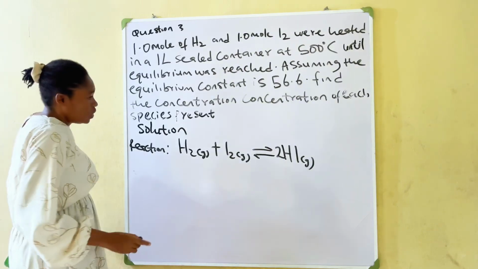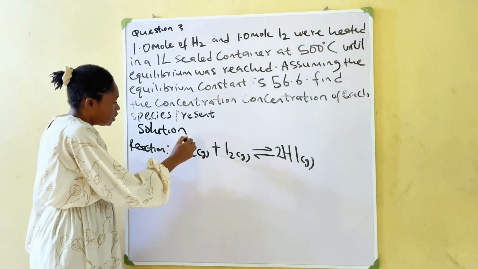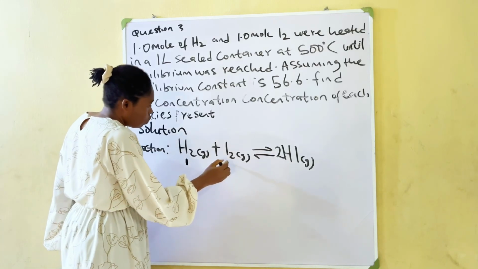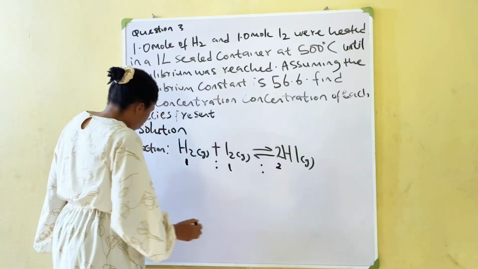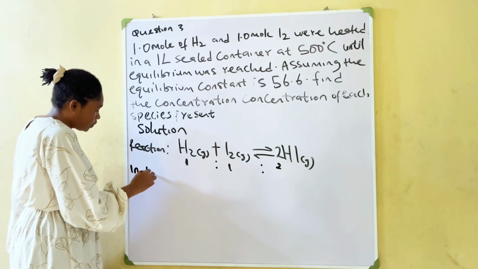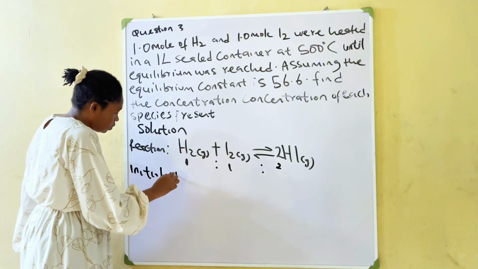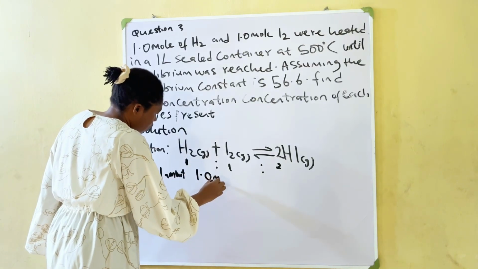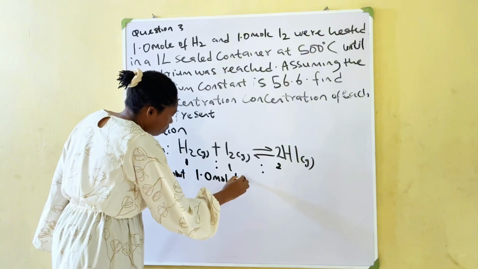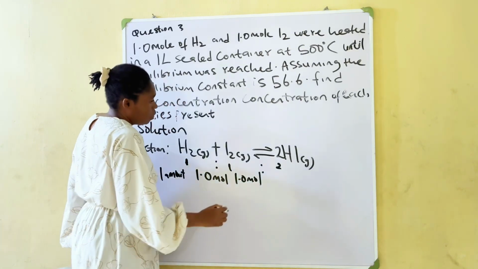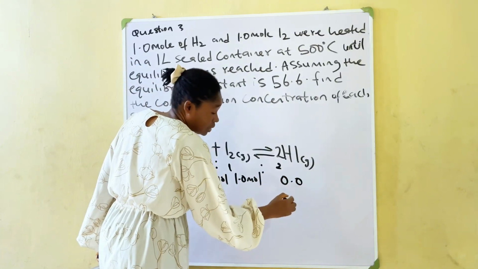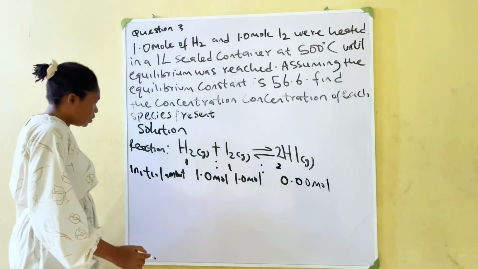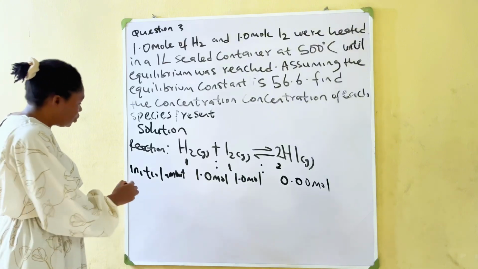Alright, let's start. Look at the mole ratio. The mole ratio of hydrogen to iodine to hydrogen iodide is 1 to 1 to 2. Okay, let's look at the initial amount. I have 1 mole for hydrogen, and 1.0 mole for iodine. For the product, no amount was present at the initial time.